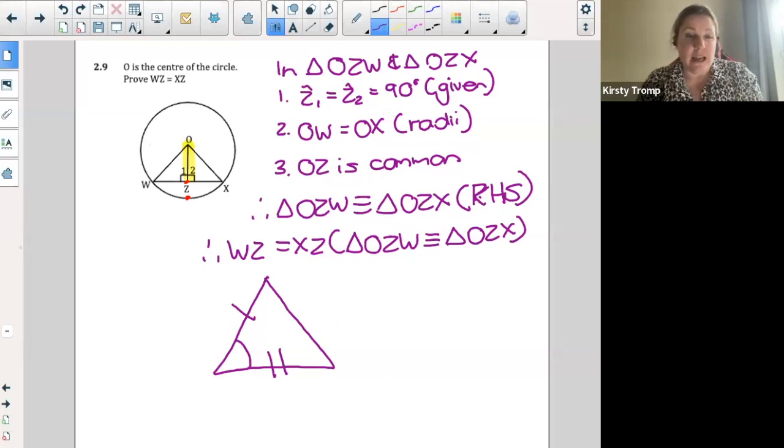Zianda's asking, how did we prove that WZ is equal to XZ? It's because, Zianda, the two triangles are now congruent. Because the two triangles are congruent, it means that those two sides are equal. When you prove the two triangles are congruent, it automatically means that everything else is equal. So in order to prove that two sides are equal in triangles, you need to prove that they are congruent.